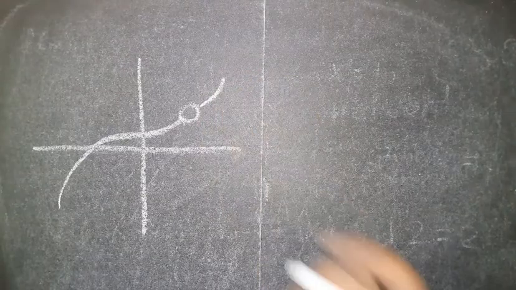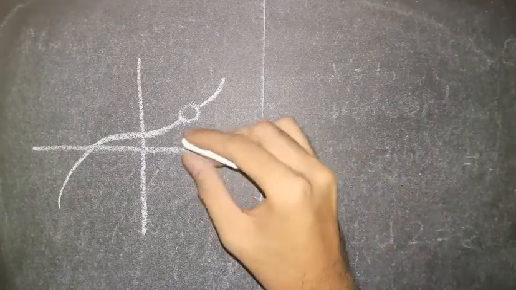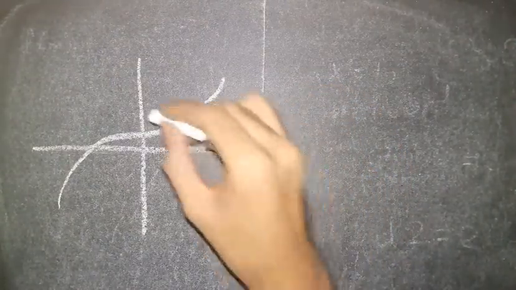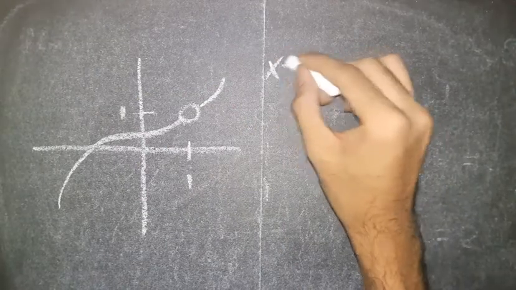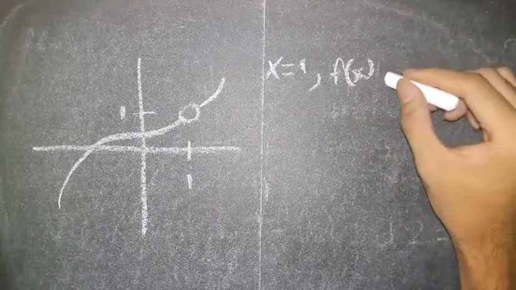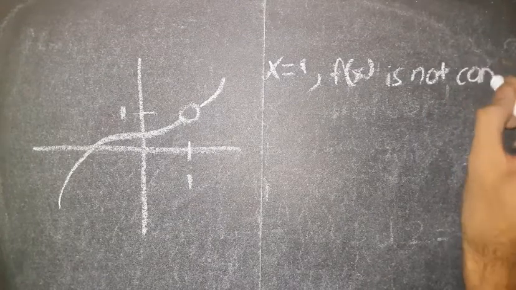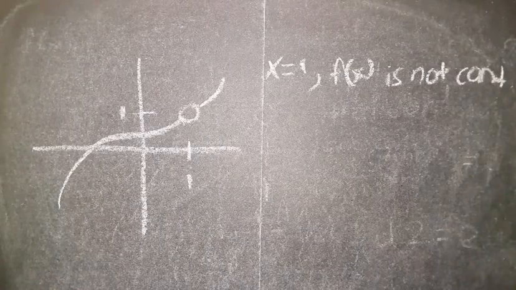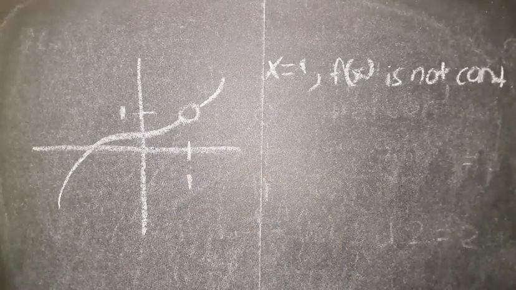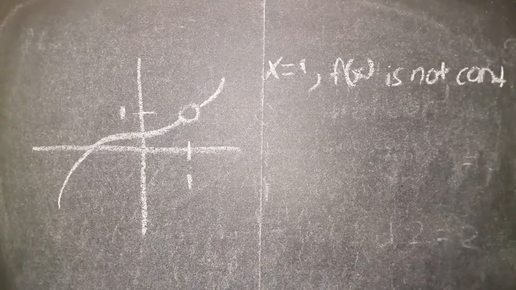But what if we have a graph that is not continuous at a certain point? As you can see, this graph has a hole, making it discontinuous at that point. By using the conditions, we can prove that this is not continuous. At x is equal to 1, f of x is not defined. Therefore, f of x is not continuous. This is due to having a point of discontinuity or a hole in its graph.